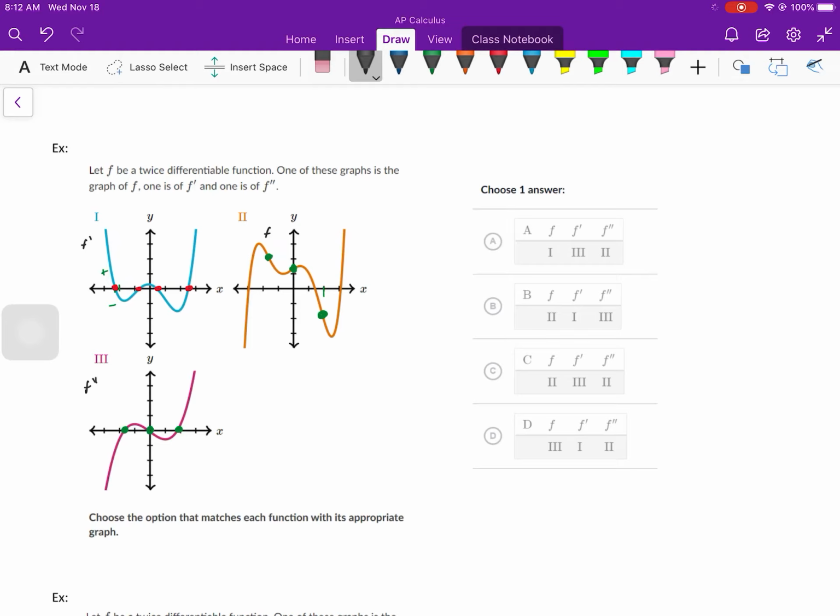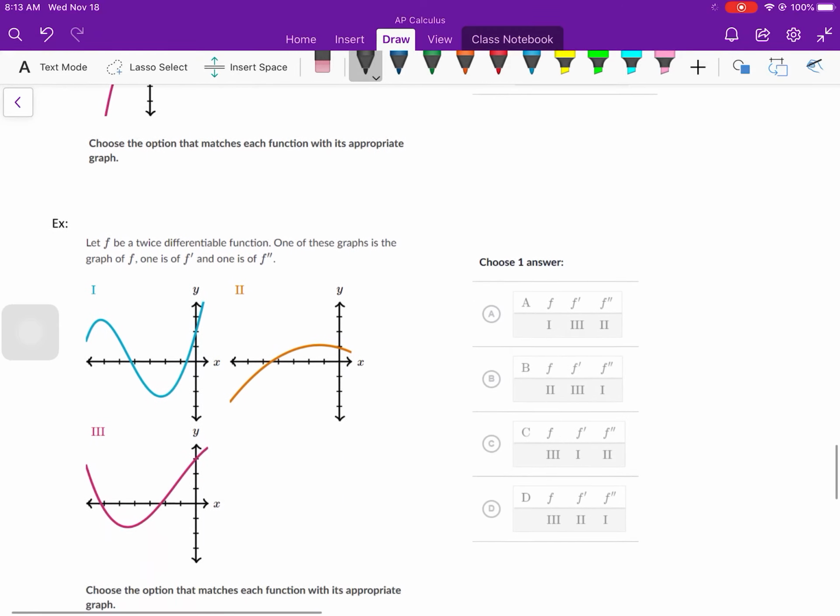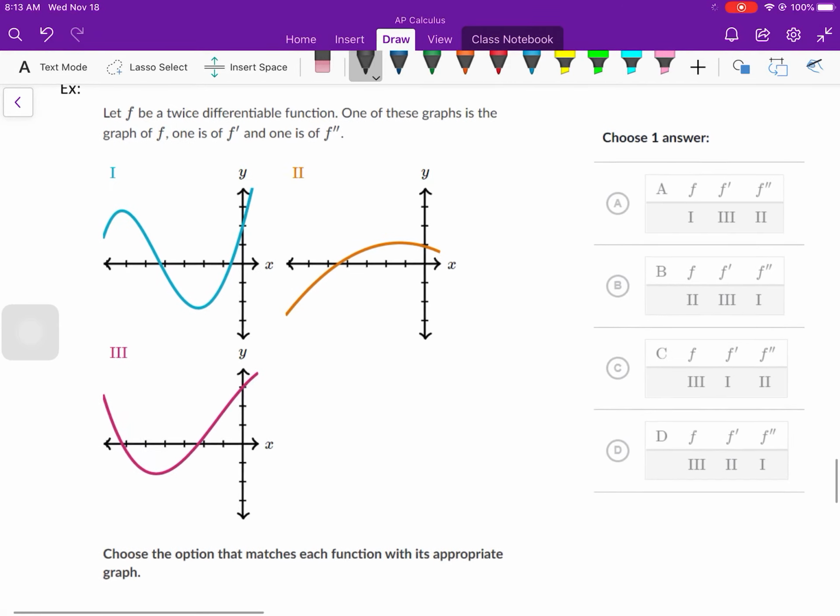Once again, this might take a bit of time, but such an important assignment to get the hang of. All right, let's look at this one.